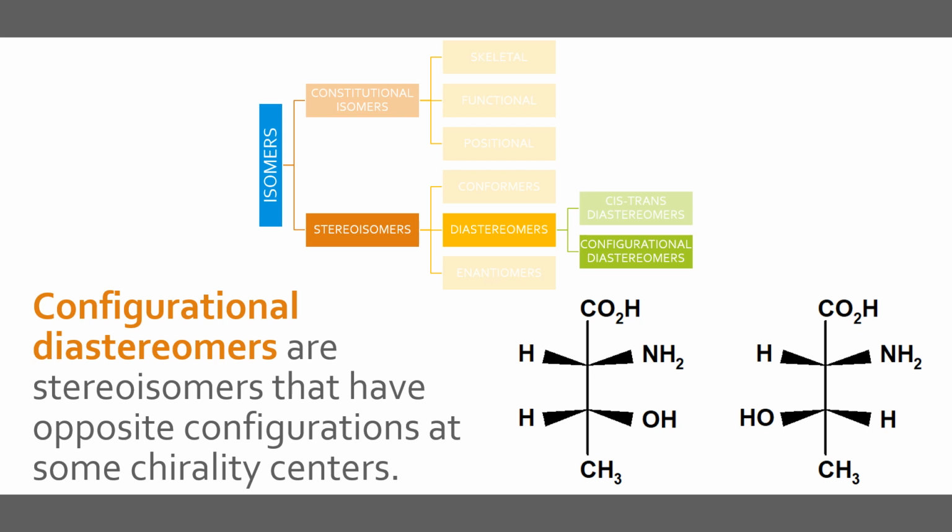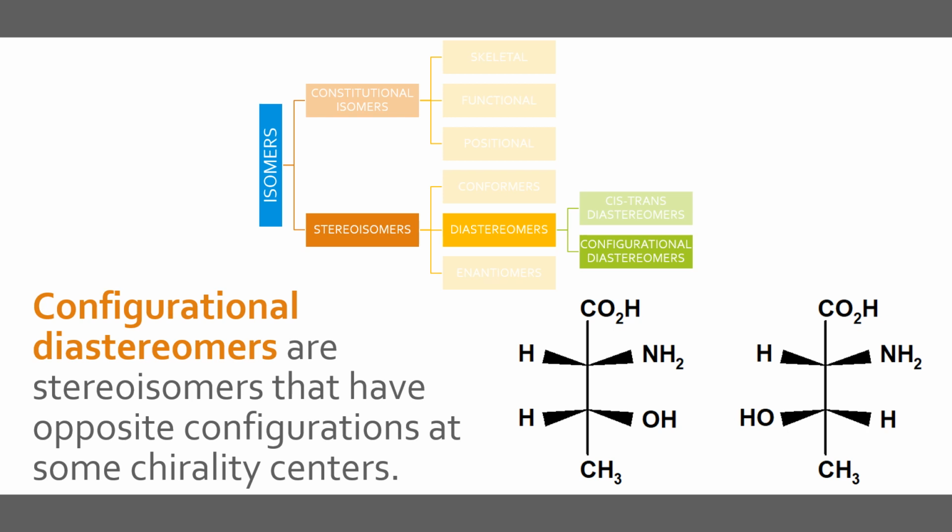In this particular example, we're looking at 2-amino-3-hydroxybutanoic acid. On the left, you have a 2R and a 3R configuration, and on the right, you have a 2R and a 3S configuration. No matter how much I rotate the bottom carbon, you're not going to generate the same configuration for the right molecule. They are of opposite configurations at one or more chirality centers, but the same configuration at the others. They're not mirror images.